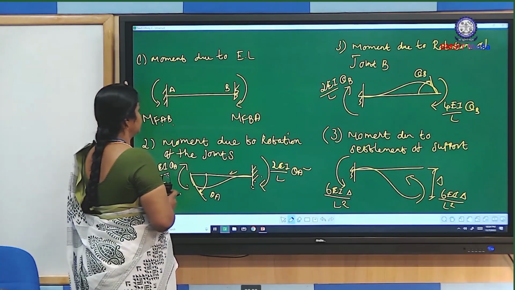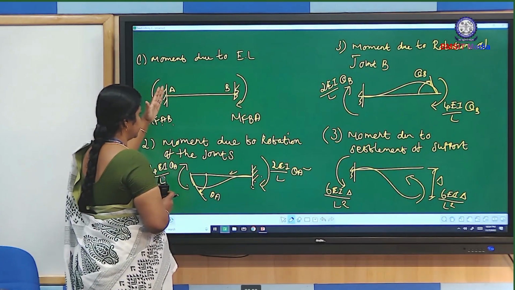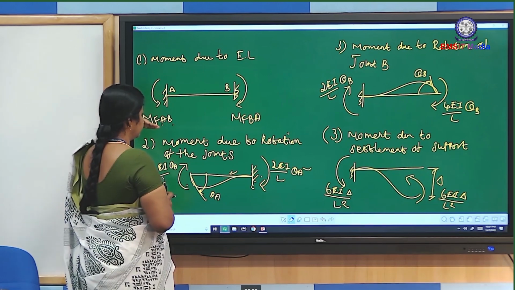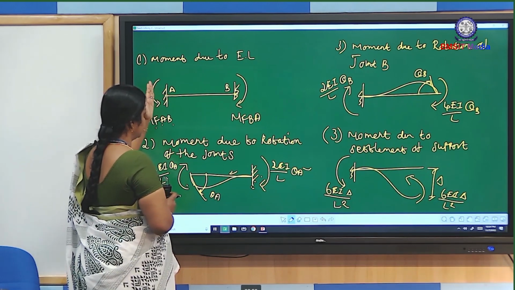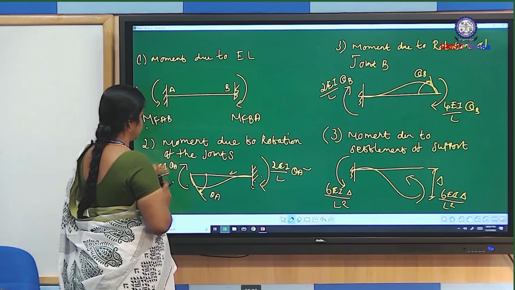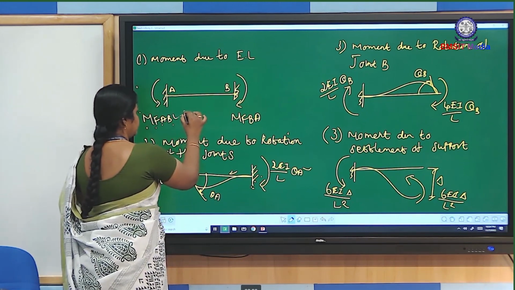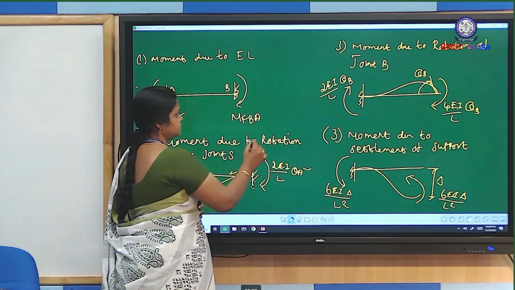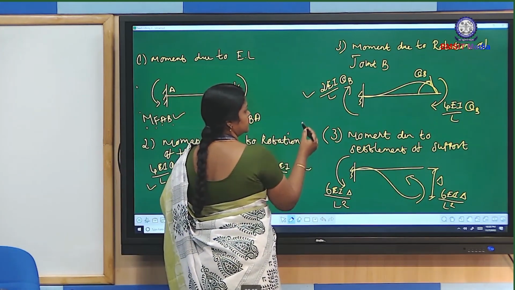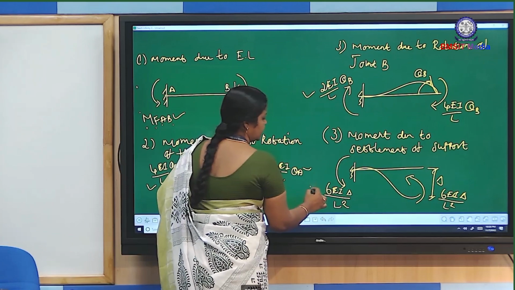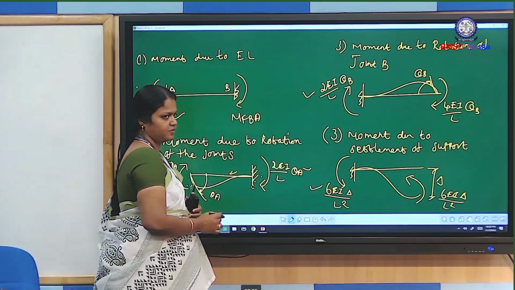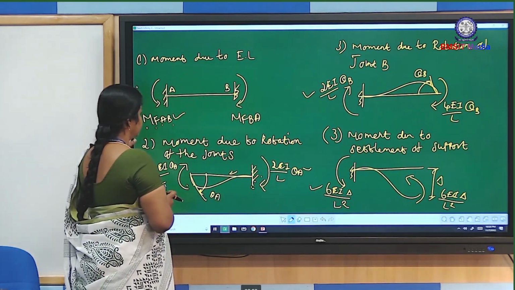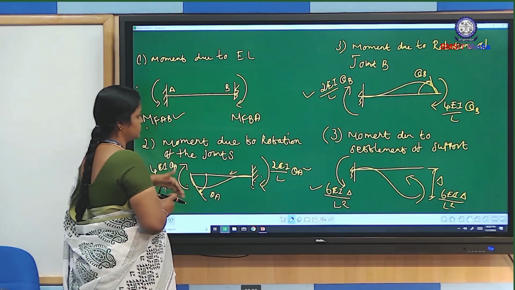For finding the final end moment at A, we have to sum up M of AB. What are the moments at end A? In the first case, M of AB, we have to add this one: M of AB plus 4EI theta A divided by L plus 2EI theta B divided by L minus 6EI delta divided by L square. For finding the moments at the other end, we have to add all those moments.